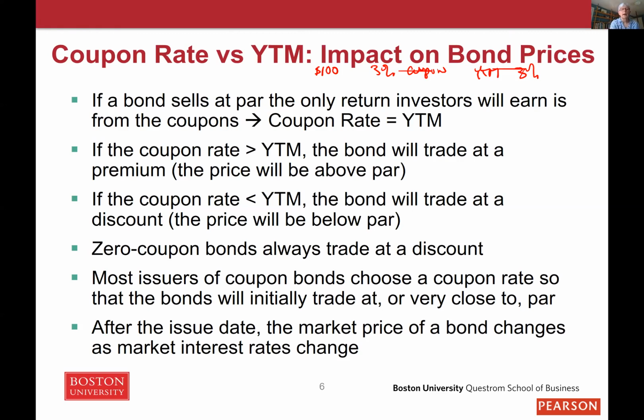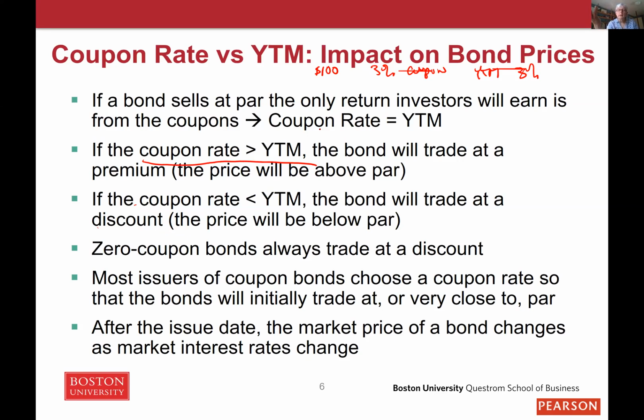So if the coupon rate is lower than the yield to maturity, the bond price is going to be below the face value. We call that trading at a discount, trading below par, because the fact that you're going to receive more at maturity than you're paying for the bond is going to supplement what you're getting from your coupon.